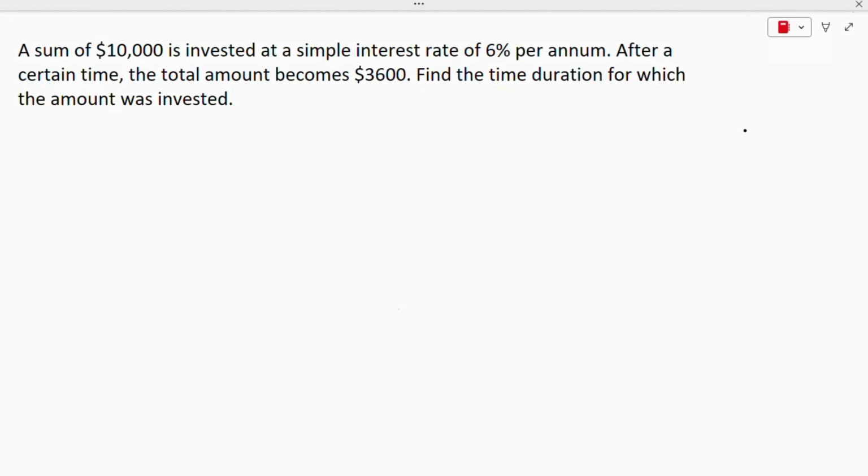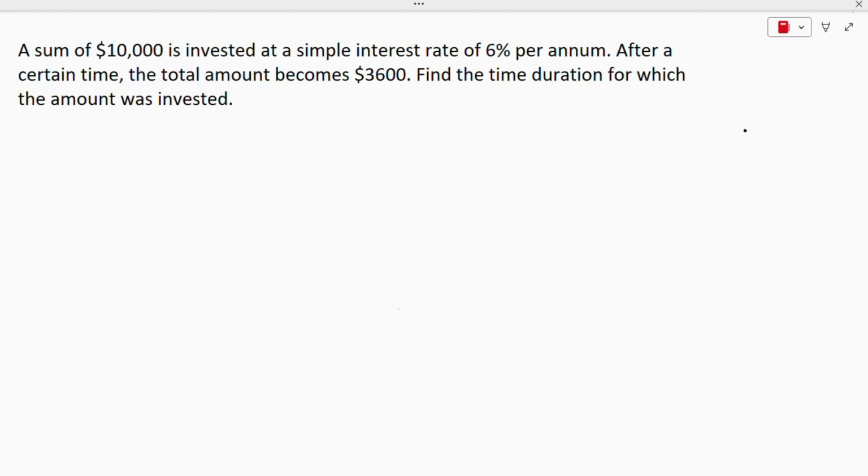So right here, I want to simply take in some questions from Math Olympiad. We have a question right here that says, a sum of $10,000 is invested at a simple interest rate of 6% per annum. After a certain time, the total amount becomes $3,600. Find the time duration for which the amount was invested.